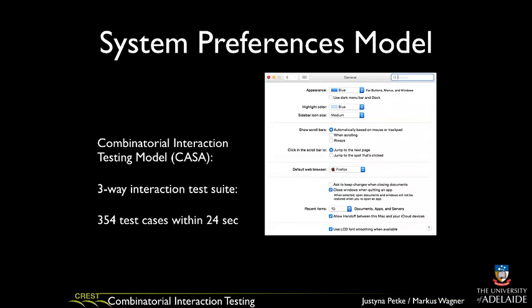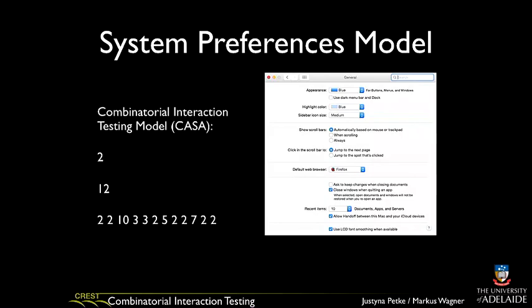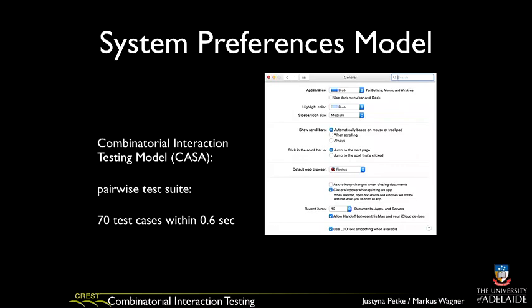If you're after a 3-way interaction, so that would use a 3 here instead of a 2, then instead of 70 test cases, you end up with 354 test cases, and it takes a little longer, instead of under a second, still 24 seconds. But that's okay, that's still manageable. Just keep in mind that 3-way interactions still doesn't cover potentially, or at least empirically, as many, it doesn't detect as many bugs as 4-way interactions, again, not as many as 5-way interactions.